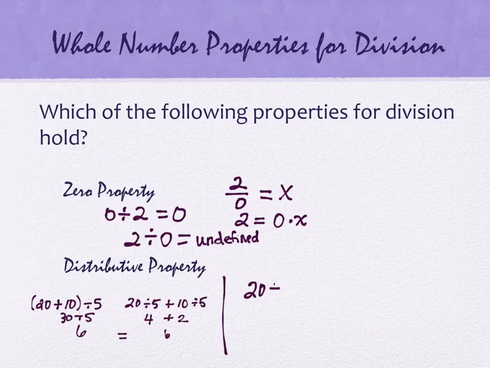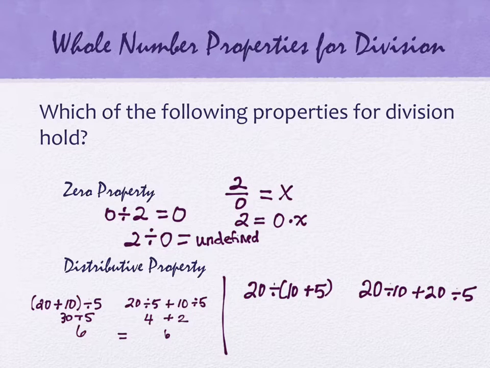We're going to do 20 divided by 10 plus 5. So if it works, it should be the same as 20 divided by 10 plus 20 divided by 5. So what is 10 plus 5? 15. So the left-hand side is 20 divided by 15, which is a decimal or a fraction. It's 1 1/3, or 1.3 repeating.